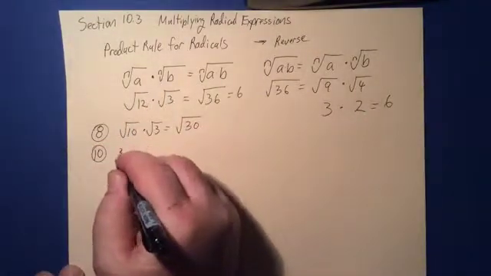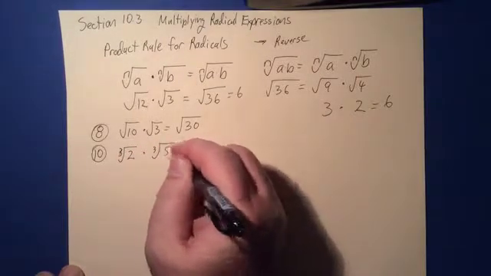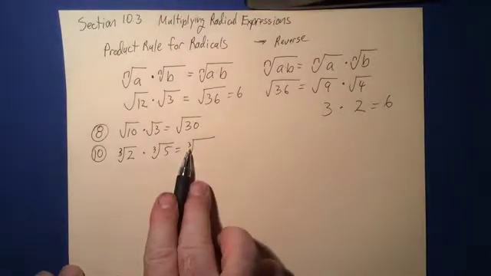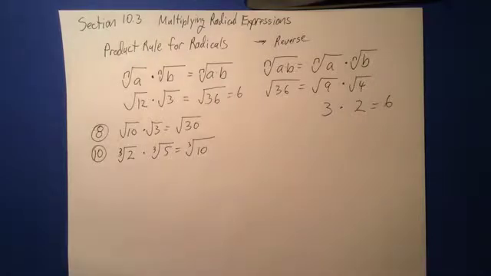Just to reinforce this idea of making sure they have the same root a little more, let's take the cube root of 2 times the cube root of 5. I'm going to write this as a cube root again. Don't forget this, please. And 2 times 5 will equal 10. So my final answer to that is going to be the cube root of 10.